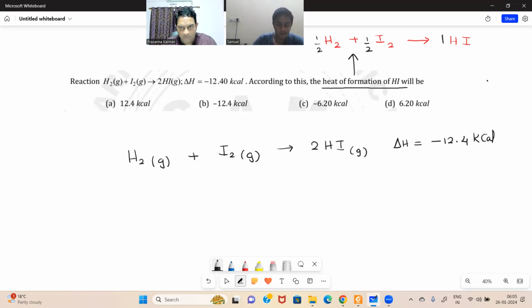Is it clear now, Samuel? Yes, sir. You must watch out for this. You should never add 2 there. Are you clear? Because the definition says it's 1 mole of HI, correct? So now let me write that equation here. So half mole of H2 combining with half mole of I2 forms 1 HI.